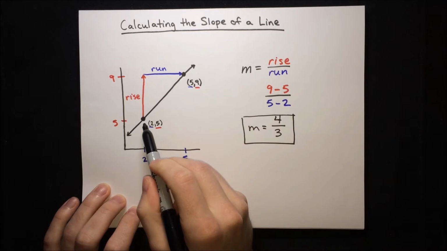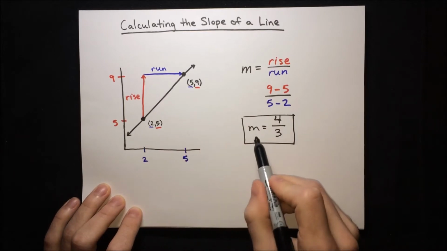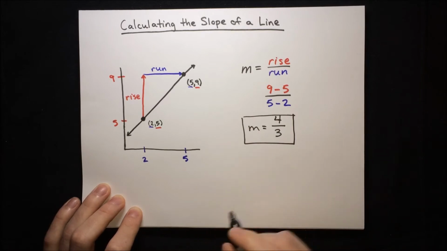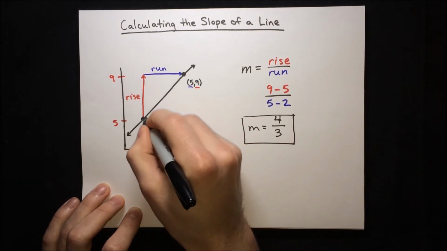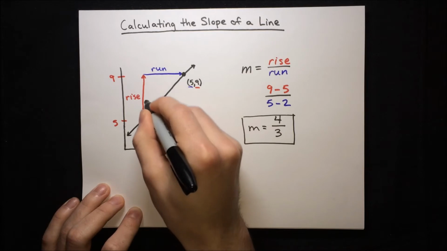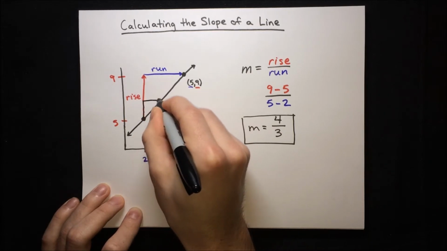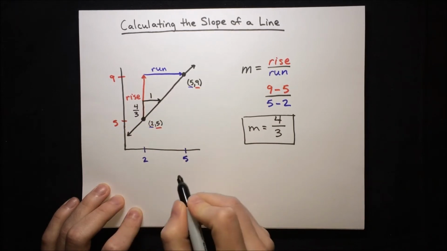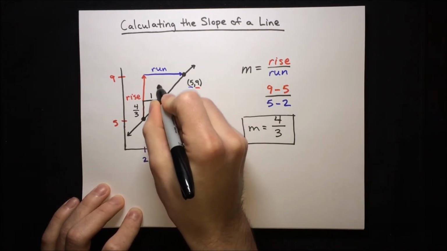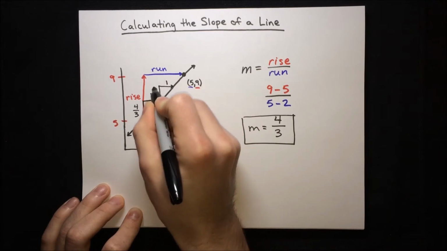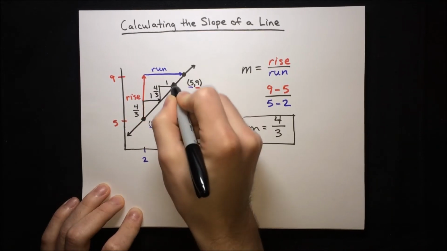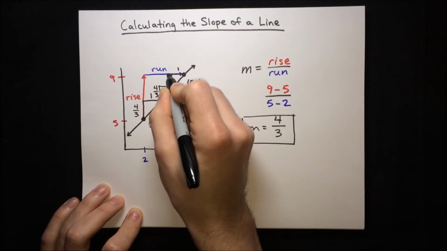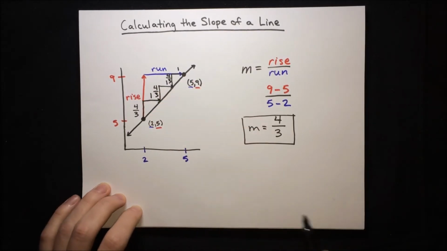Now what this slope really means is that every time we go over 1 unit to the right, we go up 4/3 of a unit. So if we go over 1 unit to the right, we go up 4/3 unit. And if we do that again, over 1 unit, we go up another 4/3 unit. And if we do that one more time, over 1 unit, we go up 4/3 unit.